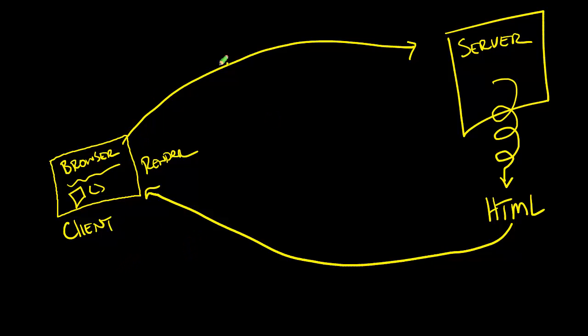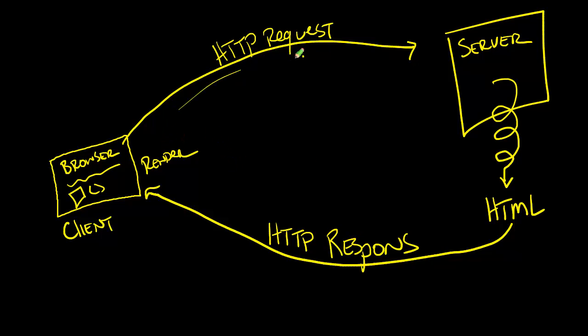So when the browser makes a request of the server, we call this an HTTP request, and the server embeds the HTML when it sends it back to us in an HTTP response. So these requests to the server and the responses from the server are, in a nutshell, how the web works and what's going on when you want to see a web page.